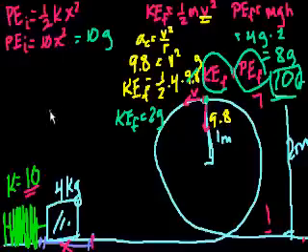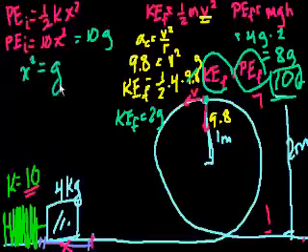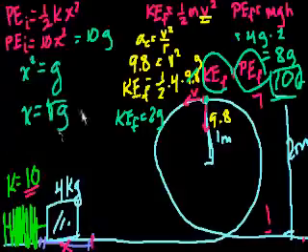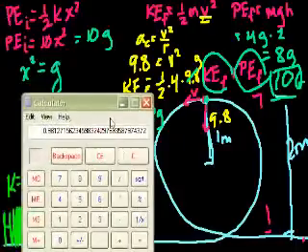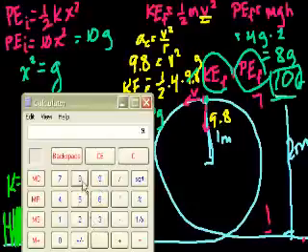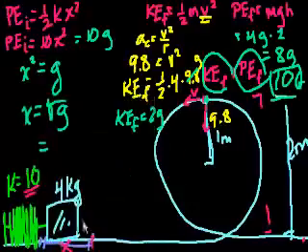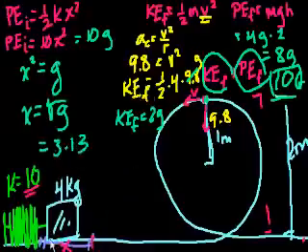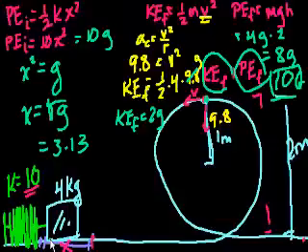So what do we have here? All these numbers worked out well. So let's divide both sides by 10, and you get x squared is equal to g, which is 9.8. So x is going to be equal to the square root of g. If I take 9.8 and take the square root of it, it's like 3.13. So x is 3.13.